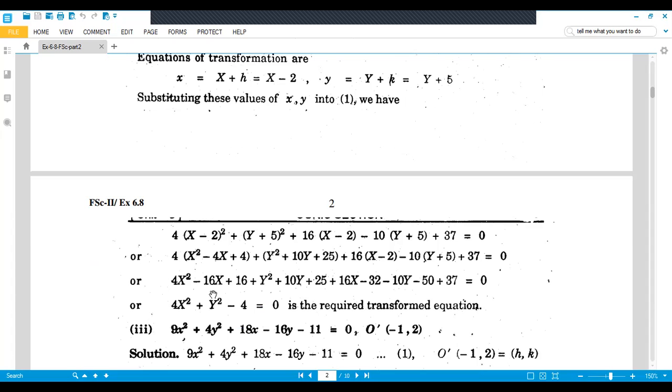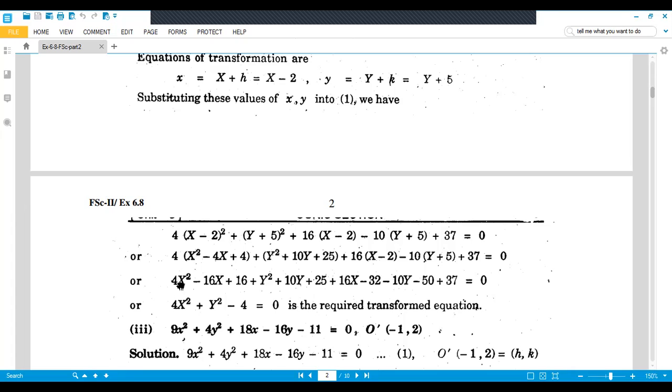Now this is the (a minus b) whole square formula. So X square minus 4X plus 4, then the (a plus b) whole square formula, Y square plus 10Y plus 25, 5 square. Then 16 (X minus 2) as it is, and minus 10 (Y plus 5) as it is, plus 37. Now 4 multiplied inside the bracket: 4X square minus 16X plus 16, plus Y square plus 10Y plus 25, and 16 multiplied inside: plus 16X minus 32, and minus 10Y minus 50, plus 37.